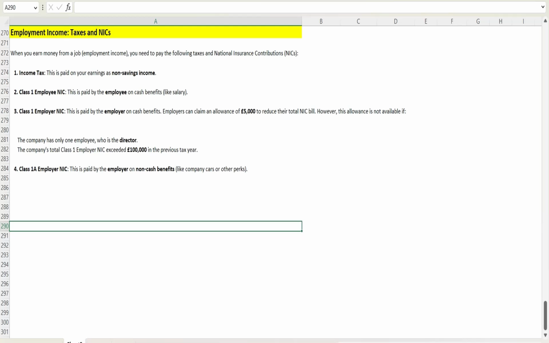Class 1 employee NIC is very straightforward. It is paid by the employee only on the cash benefit that they receive from the employer, like cash vouchers, salary, or anything that the individual is receiving in the form of cash. On that, the employee has to pay class 1 NIC. The same goes for the employer. The employer also has to pay class 1 NIC on the salary that the individual is getting as a cash benefit. And in case of a non-cash benefit, the employer also has to pay class 1A NIC.